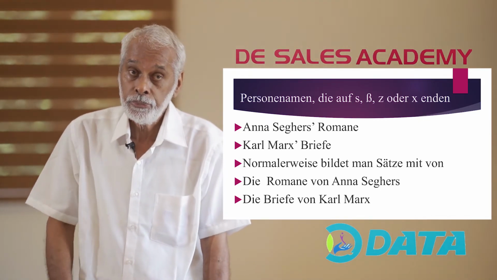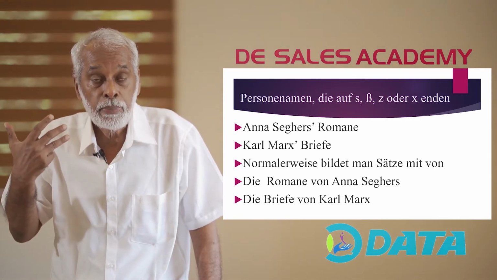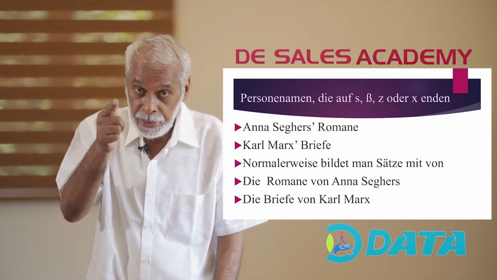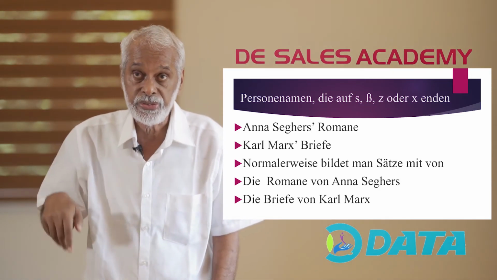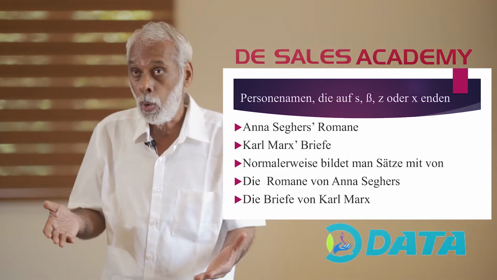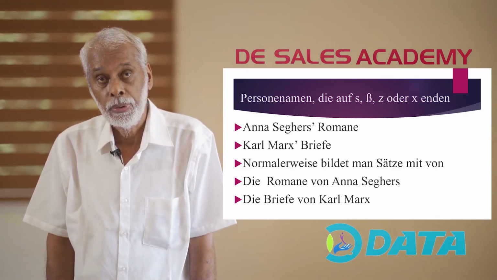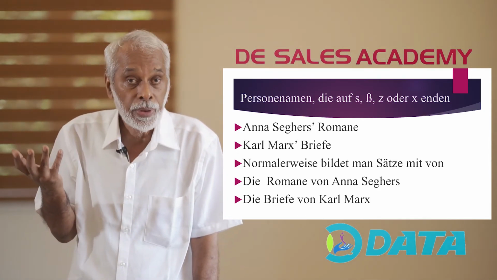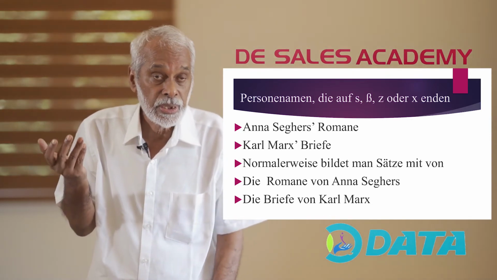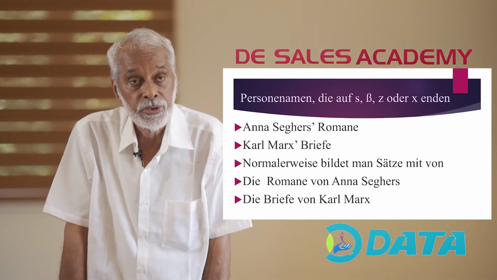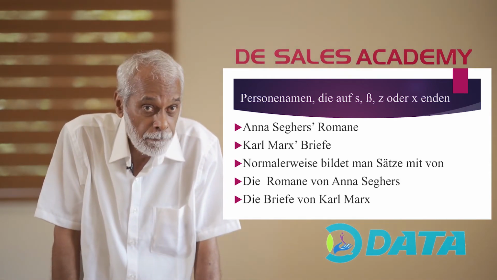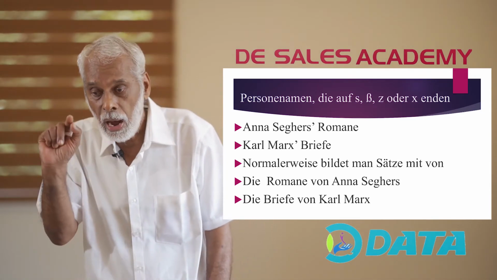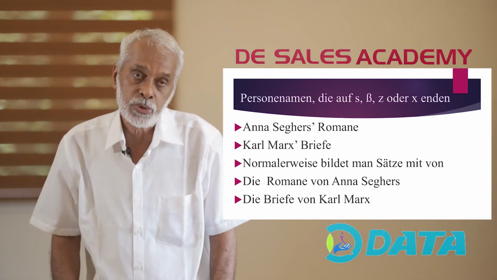Now, if you are referring to some Personennamen, personal names, which are ending in S or scharfes S or Z or X, genitive is built also in a peculiar way. Anna Seghers is the name of a very famous German author. It is a she, it is a woman. So Anna Seghers, then after the name you just put an apostrophe.